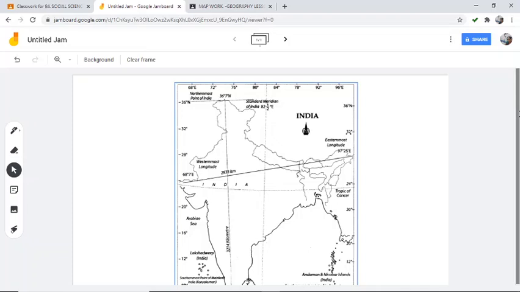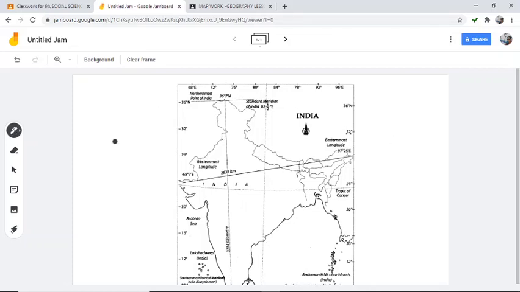So let's first understand the northernmost and southernmost latitude of India. When we say latitudes, I'm sure some of you still have doubts regarding which one is latitude and which one is longitude. Latitudes are circles surrounding the earth from the equator towards the North Pole and from the equator towards the South Pole. Those circles are called latitudes.